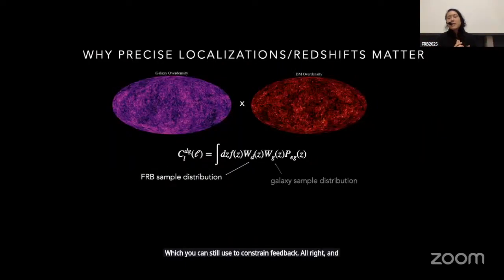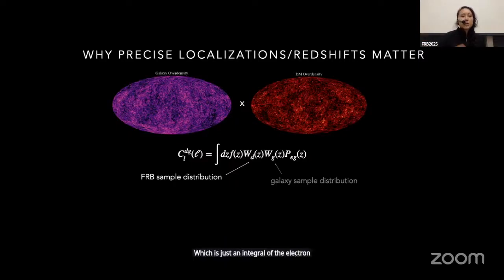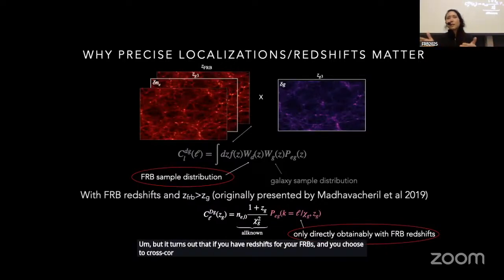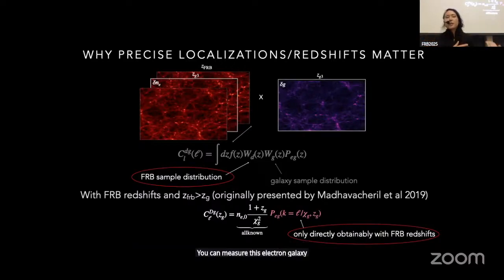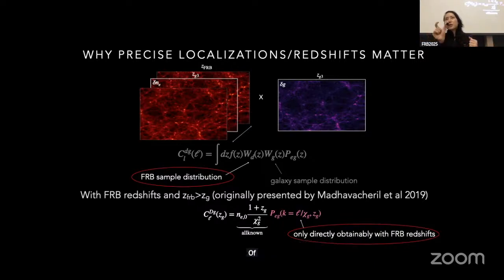All right, and finally, because the DM is an integral of the electron density along the line of sight, what we really measure with real data is an angular cross-correlation, which is just an integral of the electron power spectrum over redshift. But it turns out that if you have redshifts for your FRBs and you choose to cross-correlate your FRBs with galaxies that are strictly in the foreground, you can measure this electron galaxy power spectrum measurement directly. And intuitively, this is just because only the component of the electron density that's co-located with that foreground galaxy will actually correlate with those galaxies. So you kind of extract that electron galaxy power spectrum slice for free.